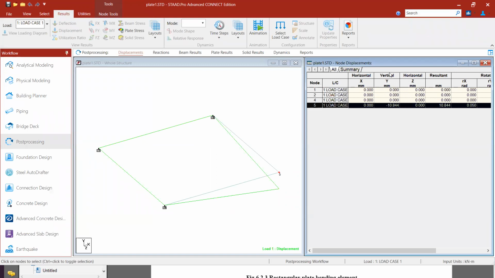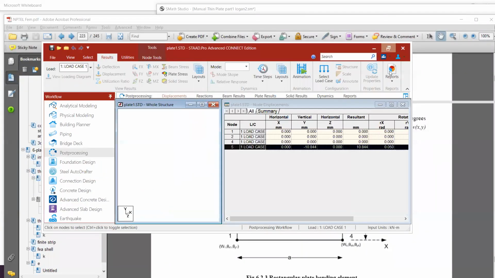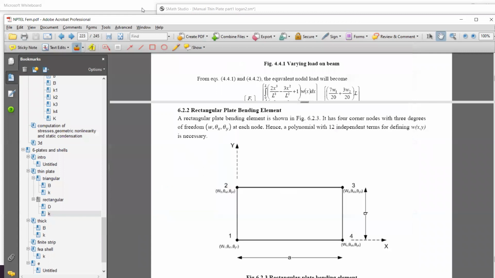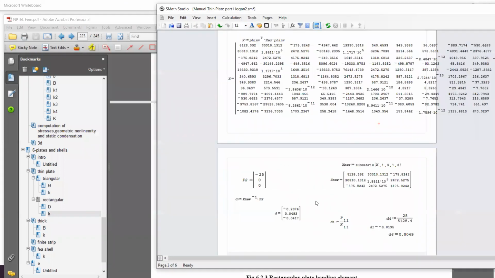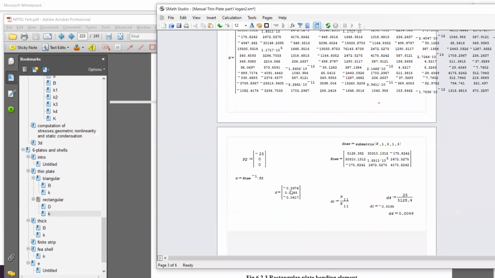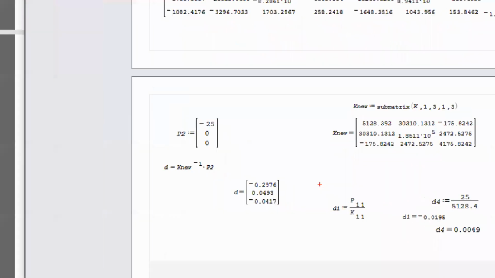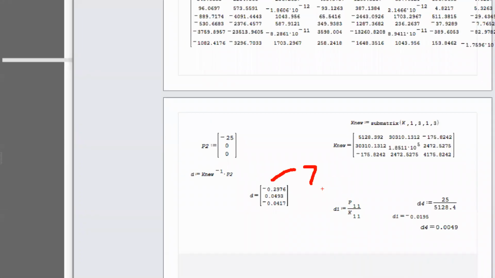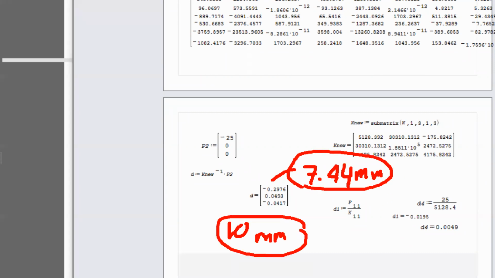Maximum vertical deflection. While in my SMAT, of course, there's a discrepancy. I'm getting 0.29 inch. So 0.29 is about 7.44 mm. So this is 7.44 mm compared to STAAD's 10 mm. Okay, so there's a discrepancy.